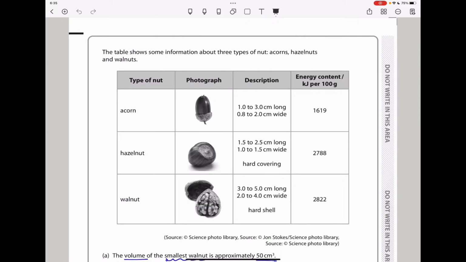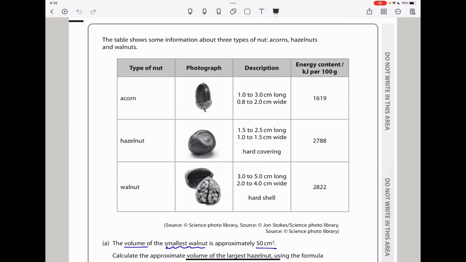So let's go to the next page. They say the table shows some information about 3 types of nuts. So they're acorns, hazelnuts, and walnuts. We can look at the table to see some information here. They've given us the acorn, and you can see how it looks. They've given us a description of the length from the least possible to the highest, as well as the width and the energy content. The hazelnut looks like this one. We have the length, we have the width, and then they've given us extra information that this is a hard covering and the energy content per 100 grams.